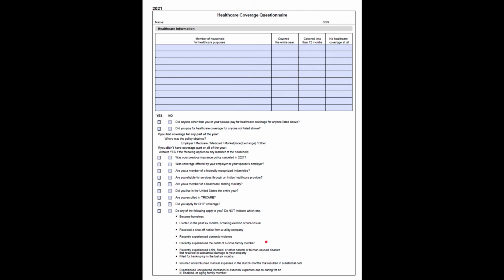And the next page is the health care coverage questionnaire. This is asking about coverage for all members of your household. Again, this is a fairly straightforward section. So we're going to ask you to read through and indicate the coverage. And these questions that we are not going to go through in detail here are various ways that you can apply for an exclusion for not having any coverage. So you're going to read through those and check yes for any that apply to you.